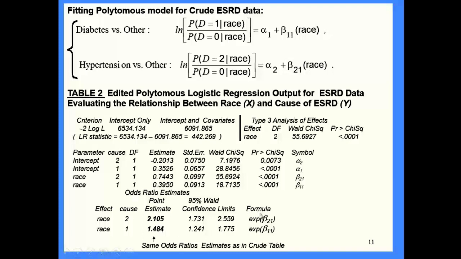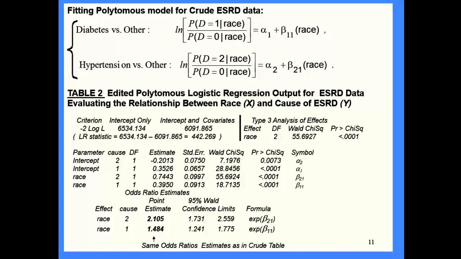Now, it usually turns out that when you get this listing of the 2 intercepts and the 2 races, it's usually the one that's on the top. It's usually the one for the higher category, the category that has the highest number. In this case, it's hypertension. So 2.105. But that's the analysis.